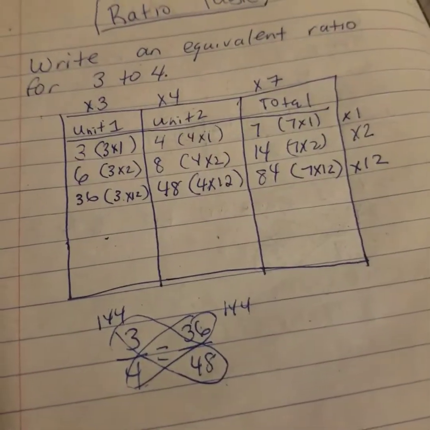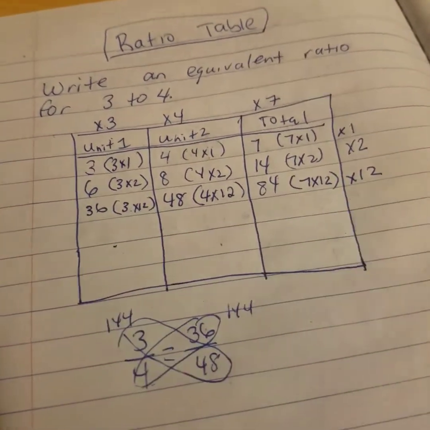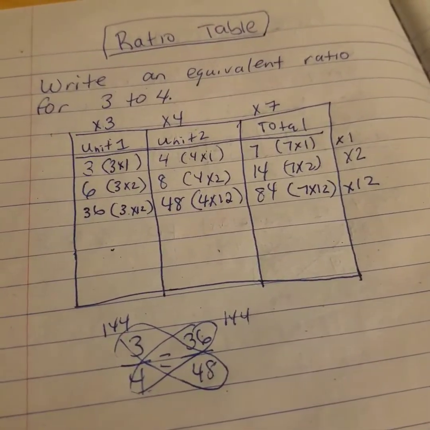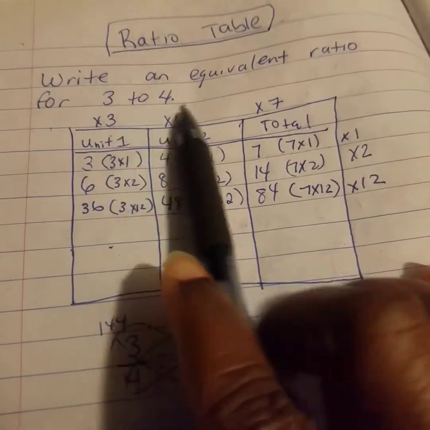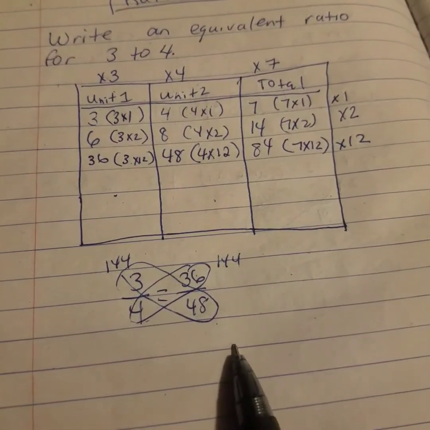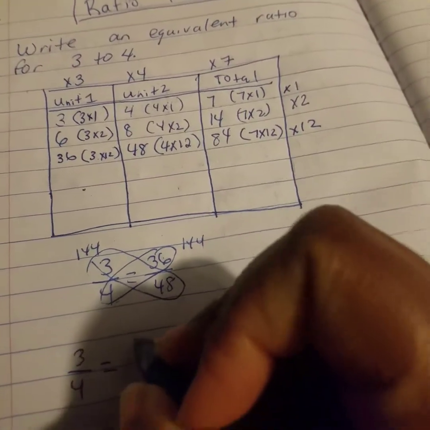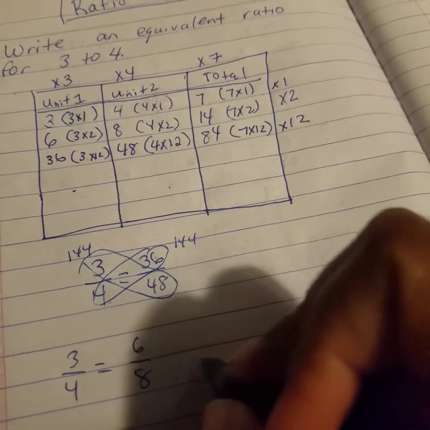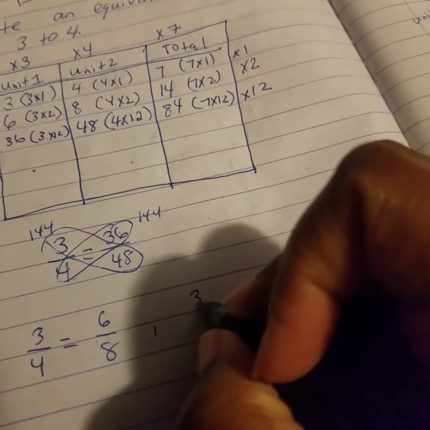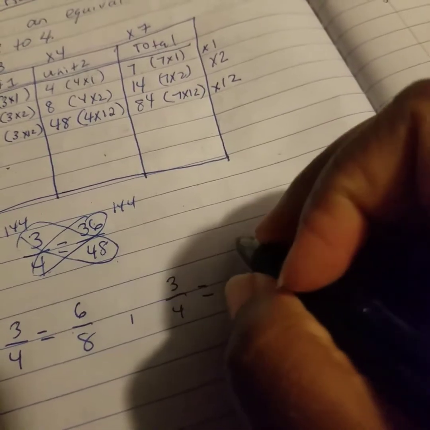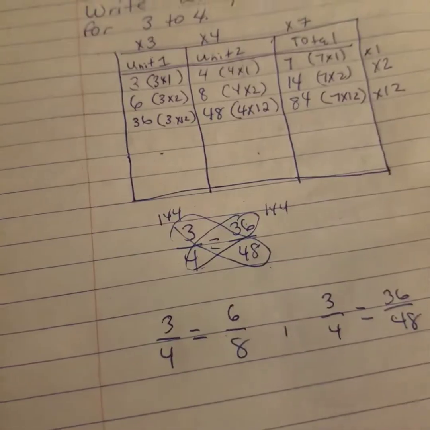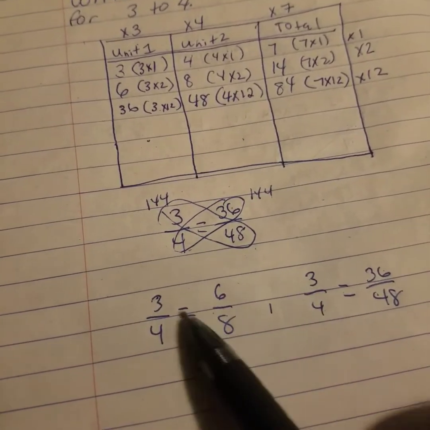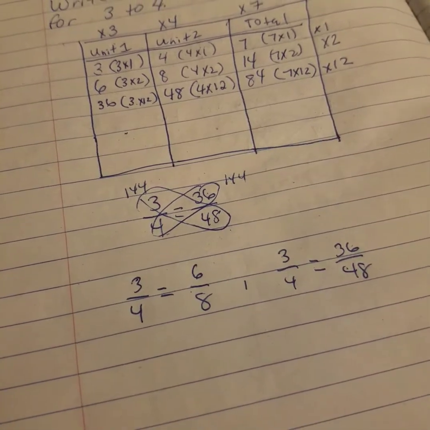As you can see within this table, we've come up with 2 different equivalent ratios. We could come up with so many more. There are so many equivalent ratios you can come up with when comparing 3 to 4. The ones that we have here: 3 to 4 is equivalent to 6 to 8. And as stated above, 3 to 4 is equivalent to 36 to 48. And like I said, we can check. 6 times 4 is 24. 3 times 8 is 24.